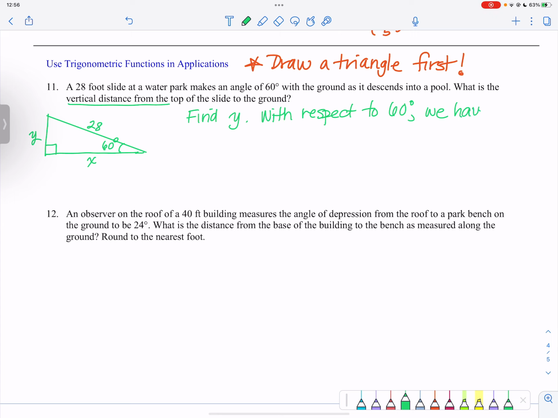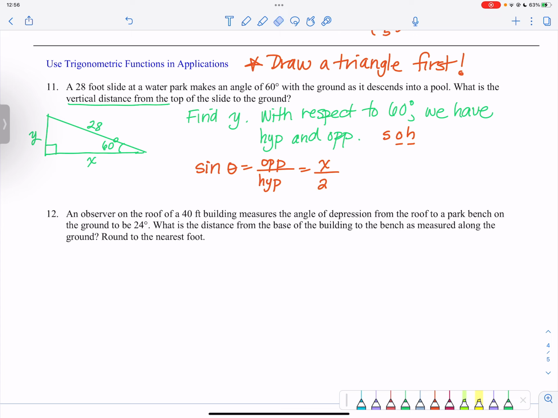We have a hypotenuse and we have opposite. So what do we use for O and H? You guessed it. That is the sine. So the sine of theta is equal to the opposite over the hypotenuse. Okay? And that is going to equal y over 28. And we could even erase this. Okay? So now, what are we going to do?